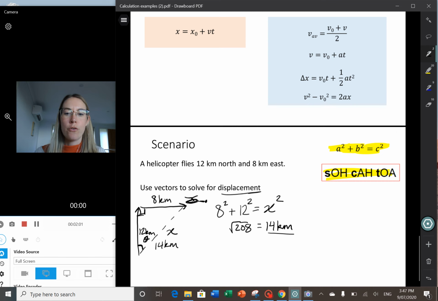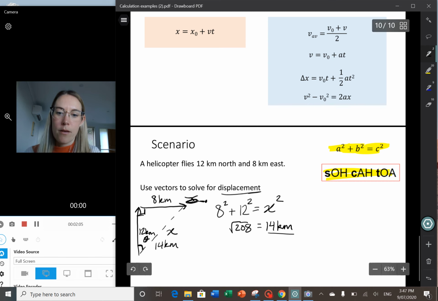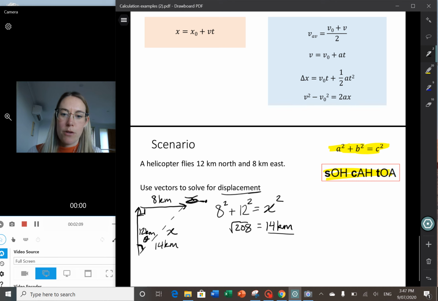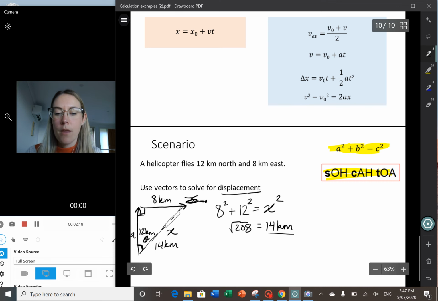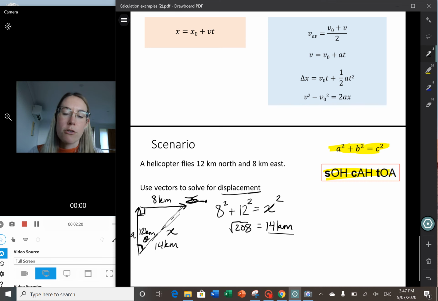And now I want to solve for the size of this angle. So if my angle is down here, and I know that it's that angle because of the direction that we're traveling, then this side that's 12 kilometers is adjacent. And this side of the triangle, which is 8 kilometers, is opposite. So I've got the size of the opposite and the adjacent sides.